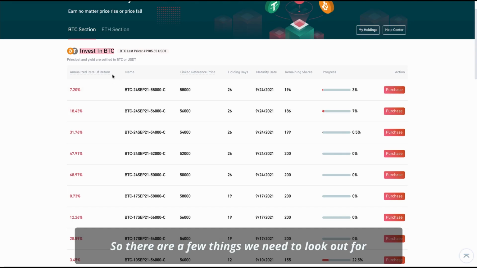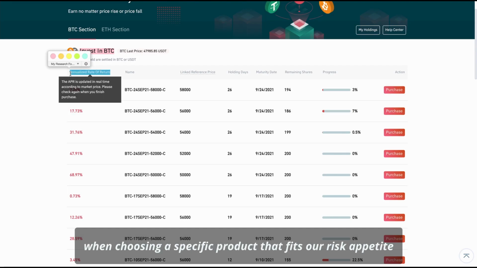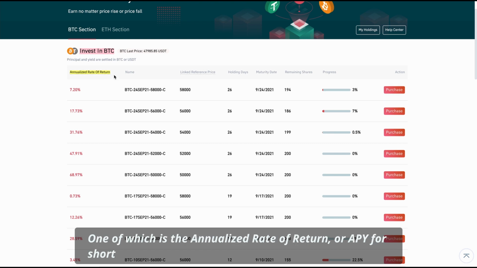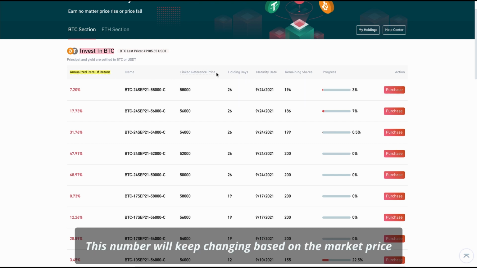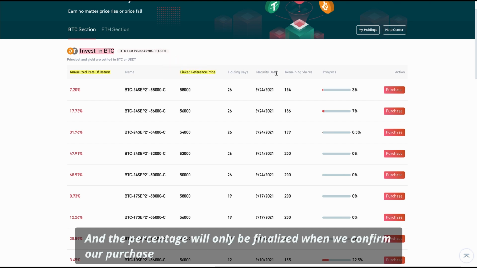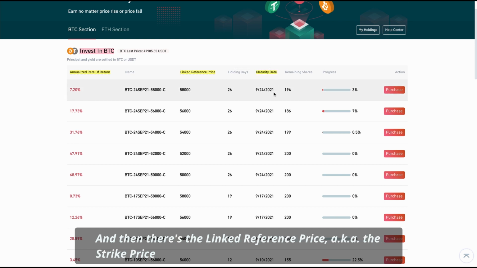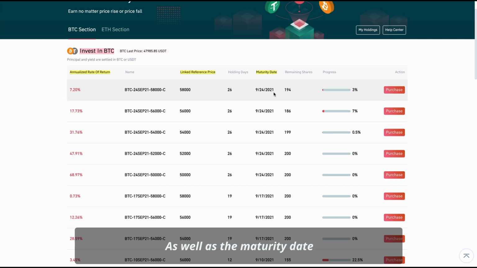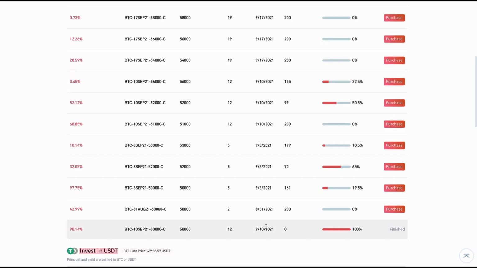So there are a few things that we need to look out for when choosing a specific product that fits our risk appetite. One of which is the annualized rate of return, or APY for short. This number will keep changing based on the market price, and the percentage will only be finalized when we confirm our purchase. And then there's the linked reference price, aka the strike price, as well as the maturity date.